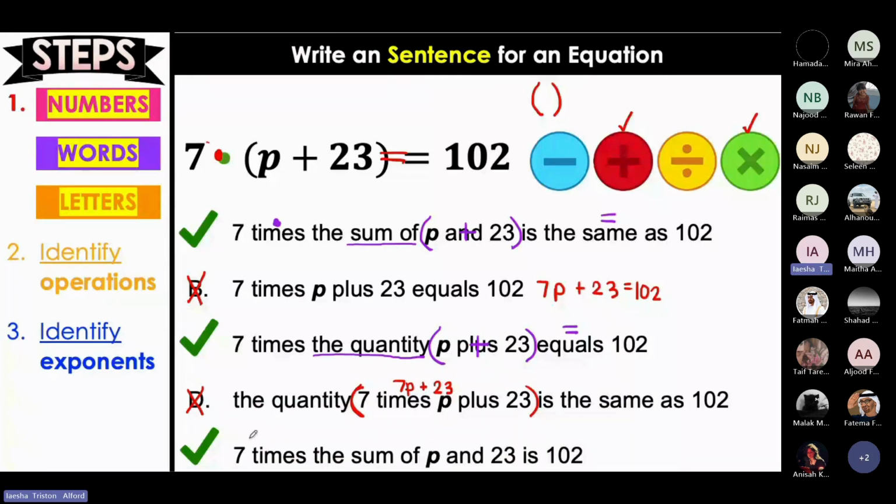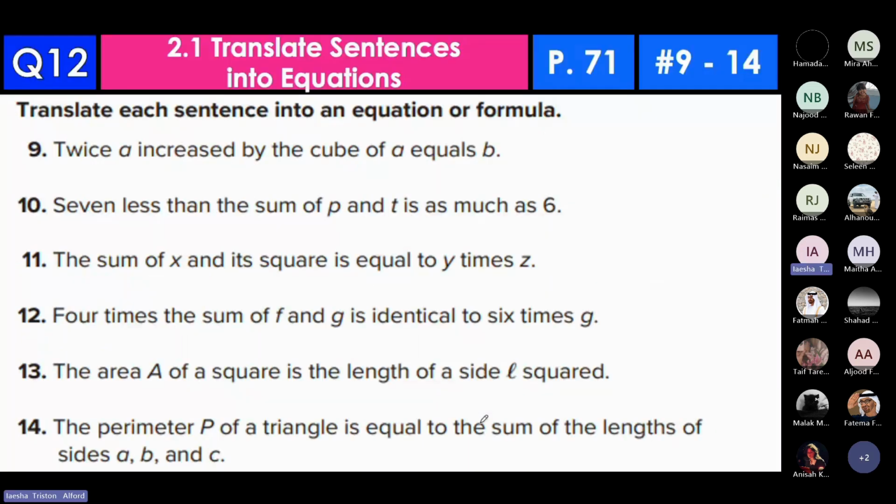This one, 7 times the sum of. What's the meaning of sum of? Try again, sum of. Add. And parentheses. Anytime you have sum and of together, it means parentheses and add. 2 things. Everybody okay about that? Okay, so this is question number 12.